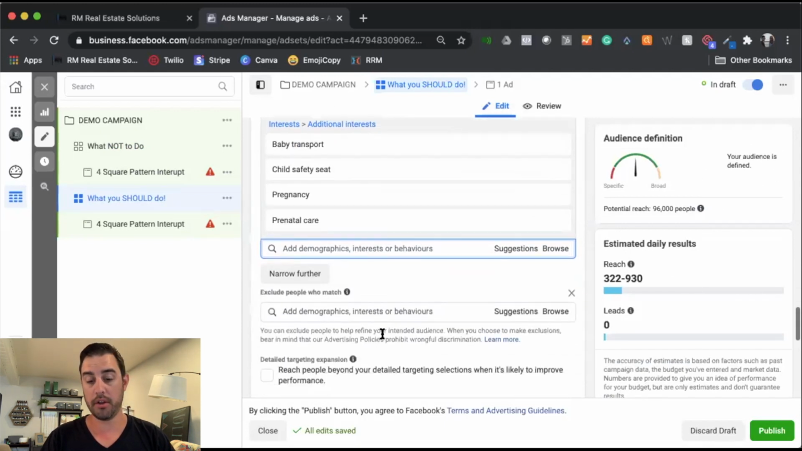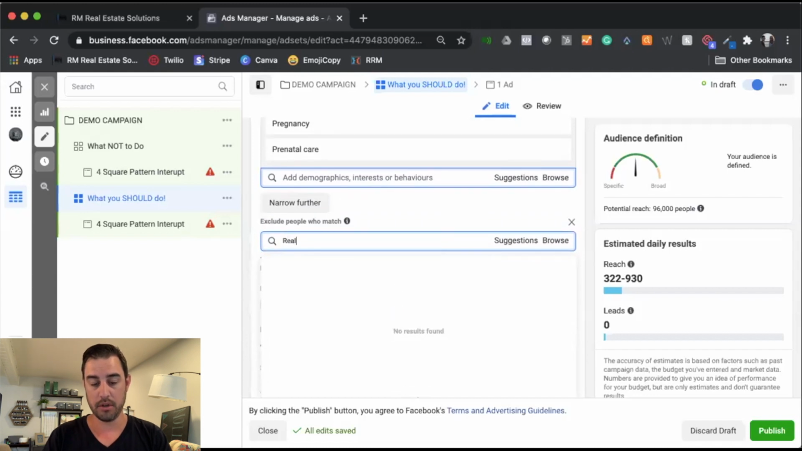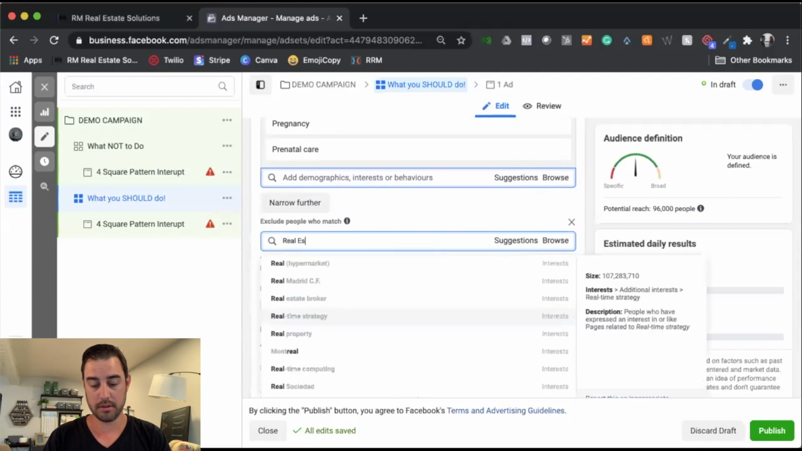And then another little hack, tip and trick that you should do is to exclude. You don't want other competitors seeing this stuff. So you can come in here and exclude real estate agents.